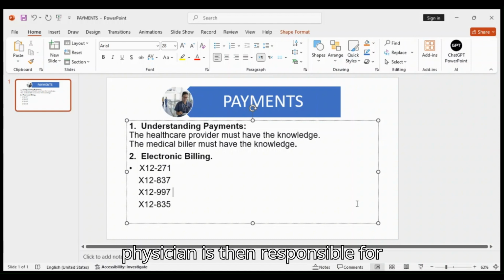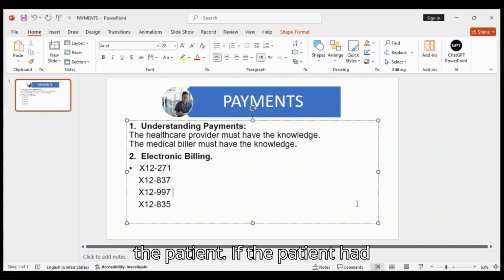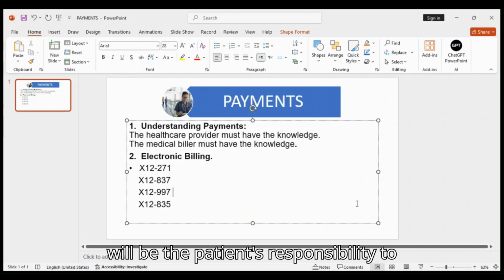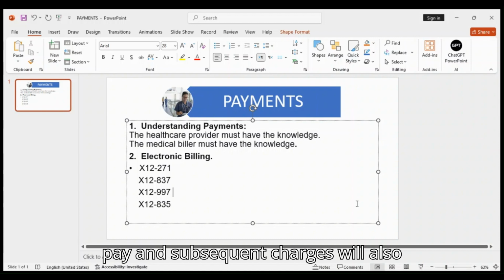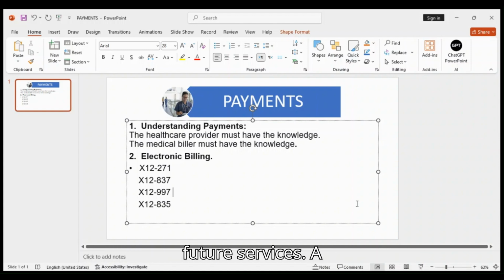The physician is then responsible for collecting the out of pocket expense from the patient. If the patient had a $500 deductible, the contracted amount of $50 will not be paid by the insurance company. Instead, this amount will be the patient's responsibility to pay, and subsequent charges would also be the patient's responsibility until his or her expenses totaled $500. At that point, the deductible is met and the insurance would issue payment for future services.